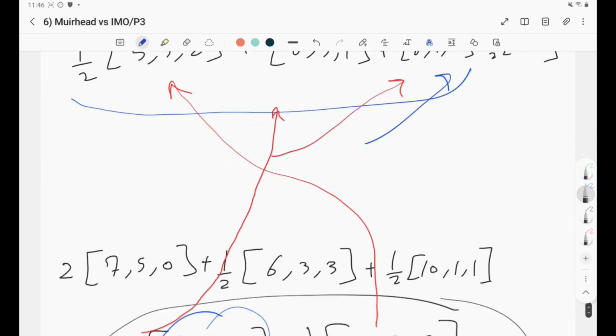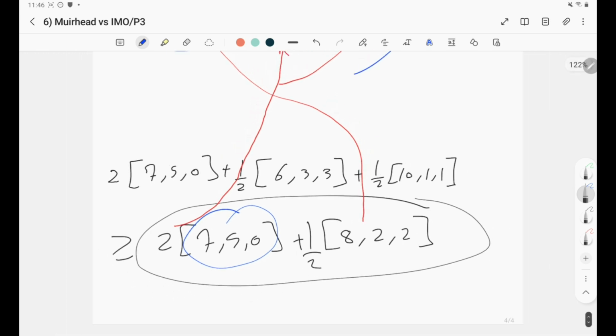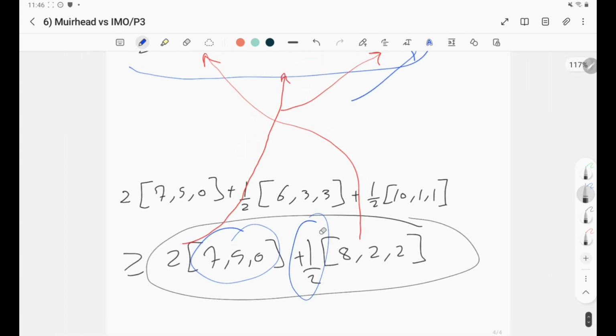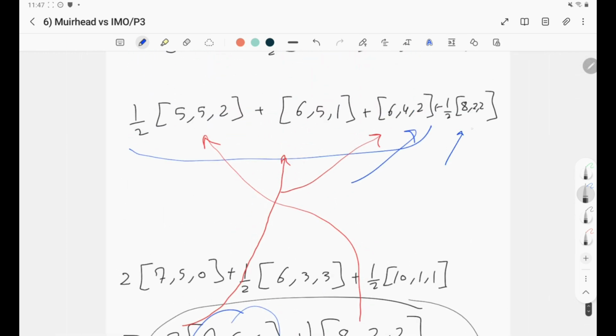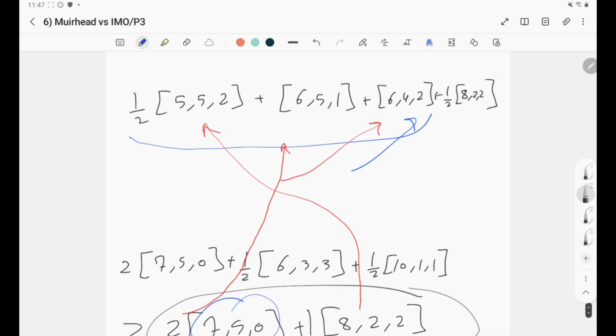So after we did that, luckily we got 2 actually of this, or simply just 1. But then when we paired it with this one here, we got just half, and then we just paired stuff with Muirhead, and we are done. So I hope you guys enjoyed this, and you can see now the power of Muirhead. Muirhead is really useful.